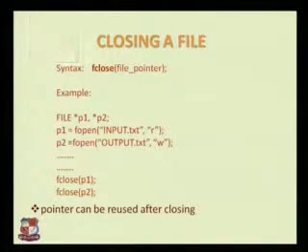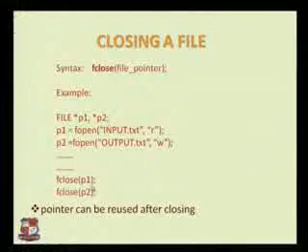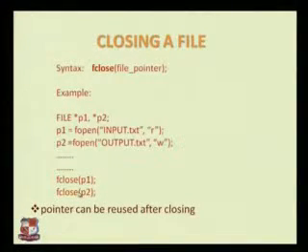So the same file pointer cannot point to two files. p1 can only point to input, then it cannot point to the output file. Why? Because once a link is established, that pointer cannot be used again until you break the link between that file and the program, right? So once you do fclose p1, then again you can use p1 is equal to fopen of some other file in another mode, right? So a pointer can be reused after closing. Once you have closed that file, that link is broken, and then you can reuse that particular pointer for other uses.